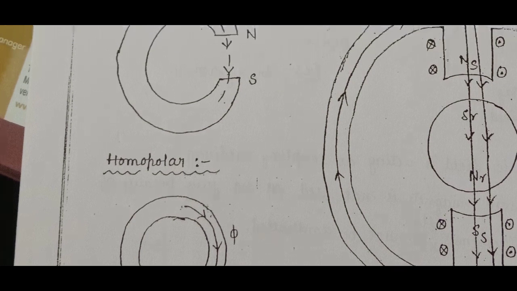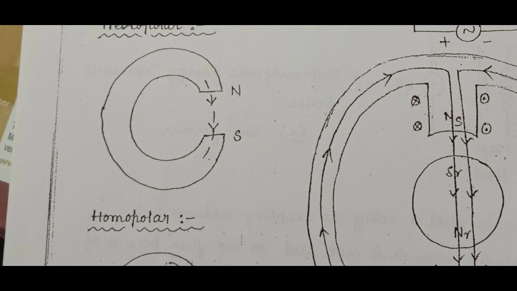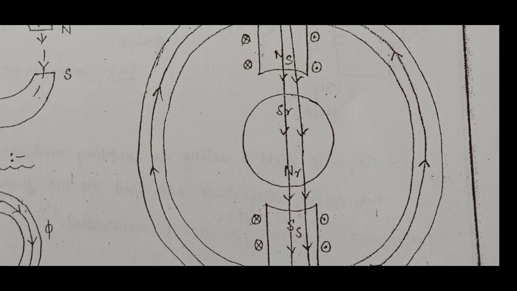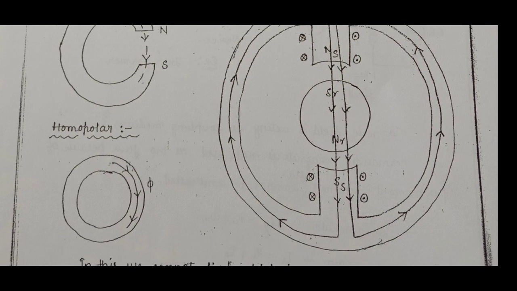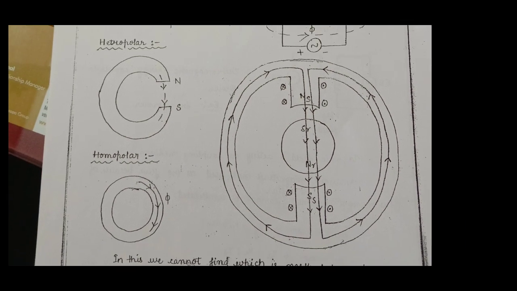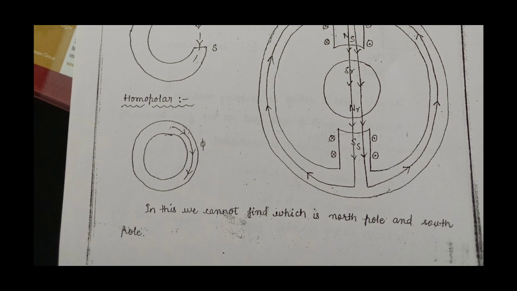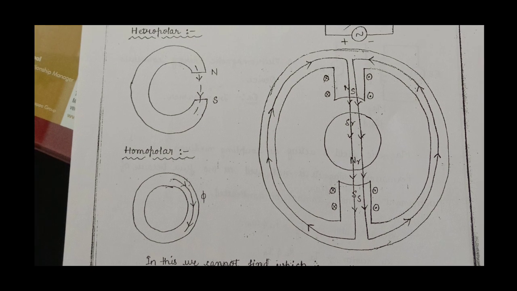But in a heteropolar, you can see the poles exactly placed. You can see where the north pole and south pole are placed. In a homopolar we cannot find which is the north pole and which is the south pole.